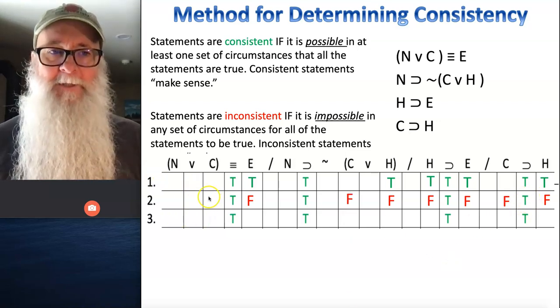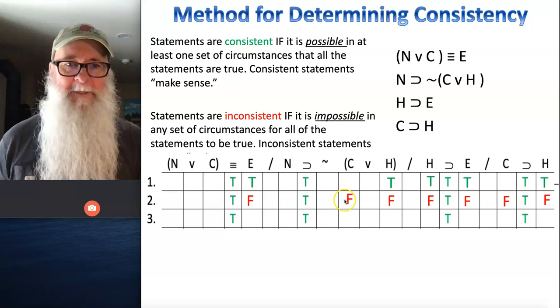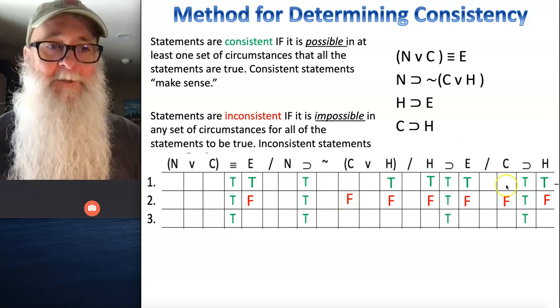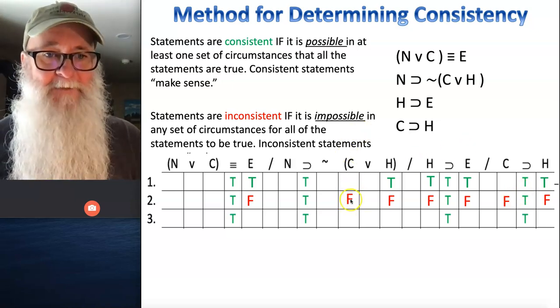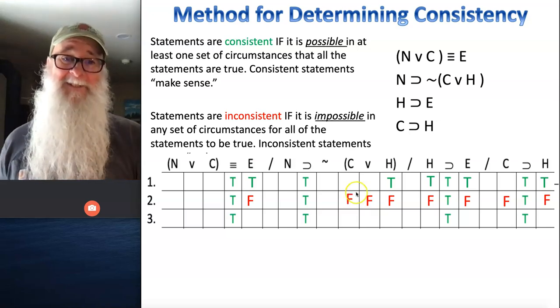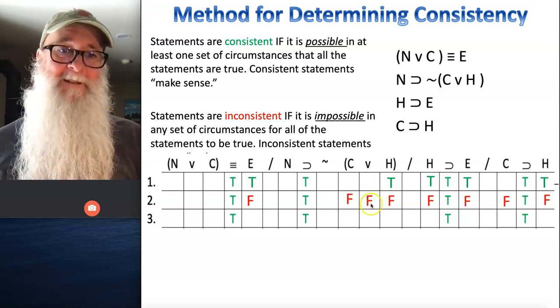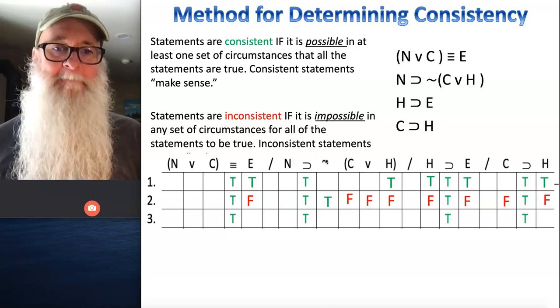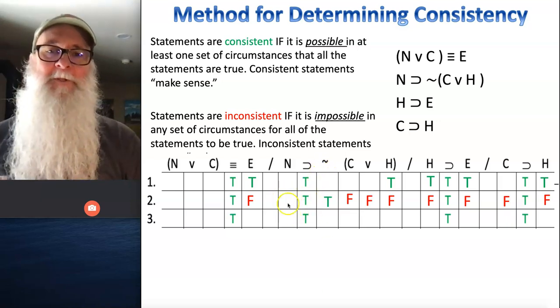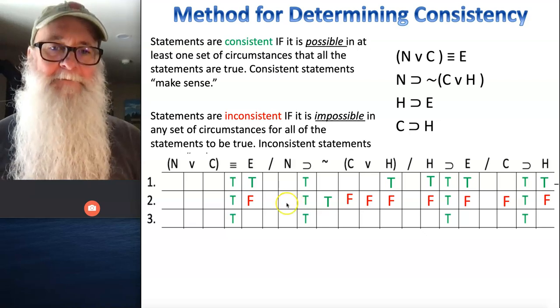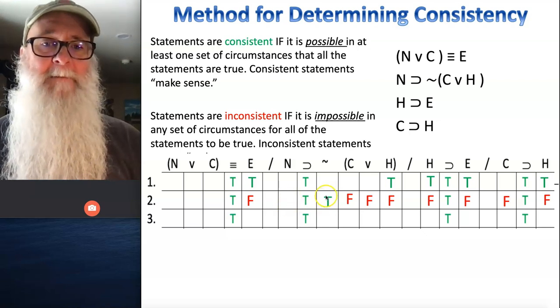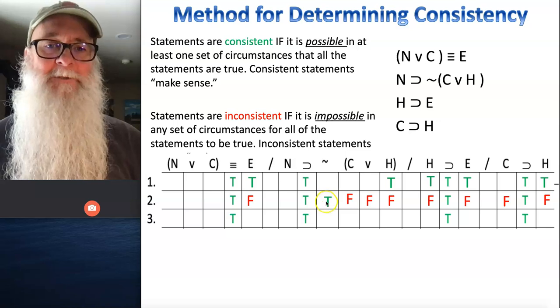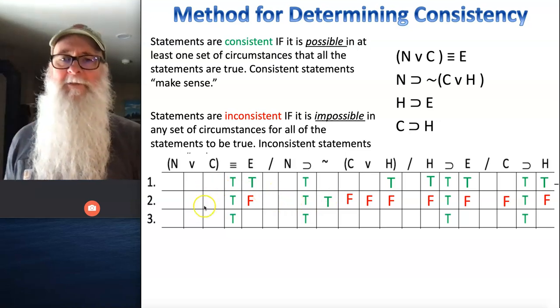I could mark this C over here as false too, but for some reason I've chosen to go to this C. Okay, so if C is false here, C is false there. If C is false there, that wedge is false. And if this wedge is false, this tilde is going to be true. Okay, but I don't know the truth value of N here. Could be true, could be false, because the right side of this horseshoe is true.